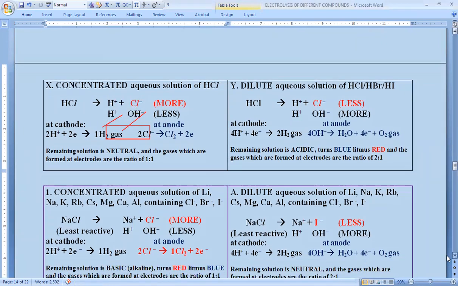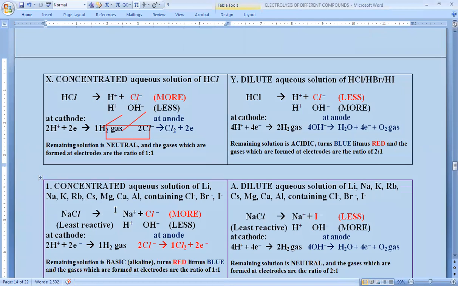Before discussing the dilute aqueous solution, we should consider one more case. This is the concentrated aqueous solution of sodium chloride. When sodium chloride is dissolved in water, the solution becomes concentrated. So we have two different types of ions here: sodium positive, chloride negative from the salt, and H positive, OH negative from the water. We know that in the reactivity series, sodium is above hydrogen. So sodium cannot accept an electron, because a highly reactive metal can easily donate its electron.